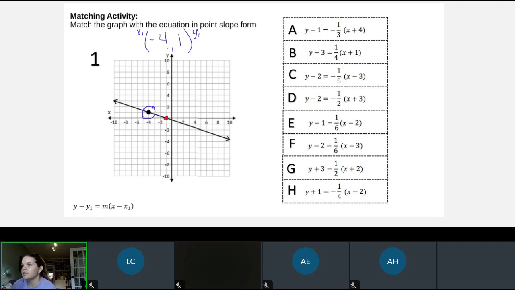So we're going to go down 1, to the right 3. Is that right? Hold on. 1, 2, 3. Okay, but that's not what I want. Let's do, okay, there we go. Yeah, that's right.